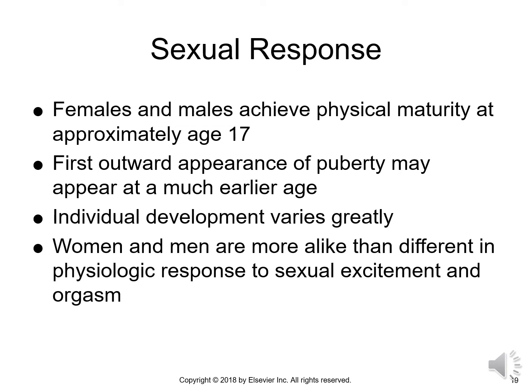Sexual response: females and males achieve physical maturity at approximately age 17, and that individual development varies. The first outward appearance of puberty may appear at a much earlier age. Women and men are more alike than different in the physiologic responses they have to sexual excitement and orgasm.